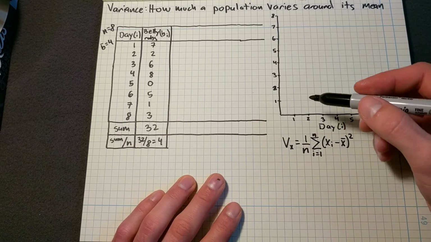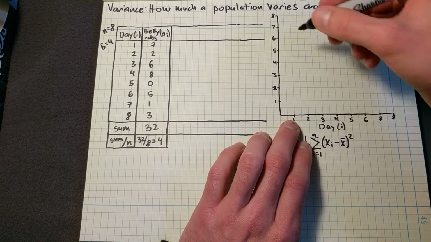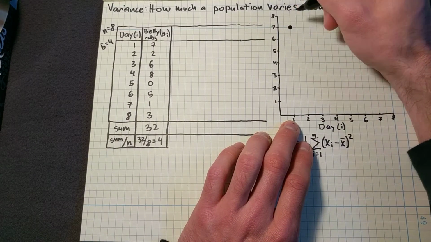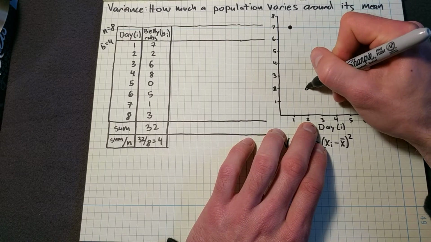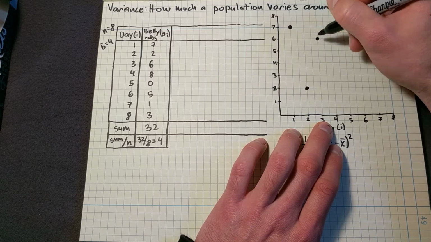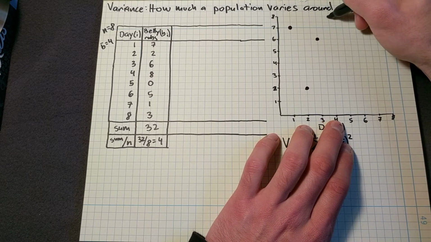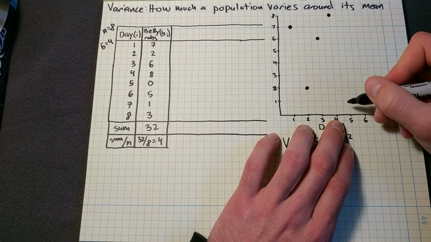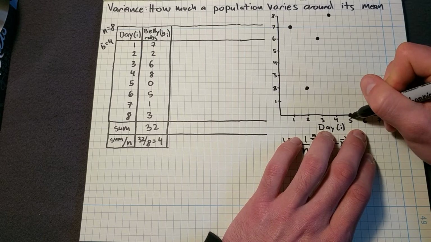Let's go ahead and plot this. So for the first day, we have 7 belly rubs, 2 belly rubs. Day 3, we had 6. Day 4, lots of belly rubs on day 4, which is good because on day 5, I didn't get to rub her belly at all.